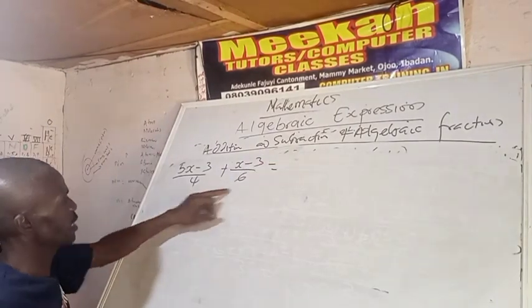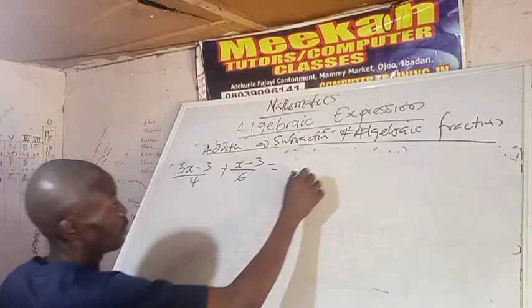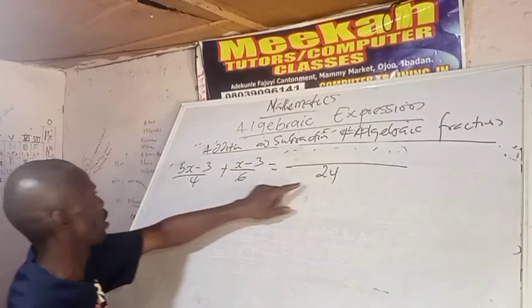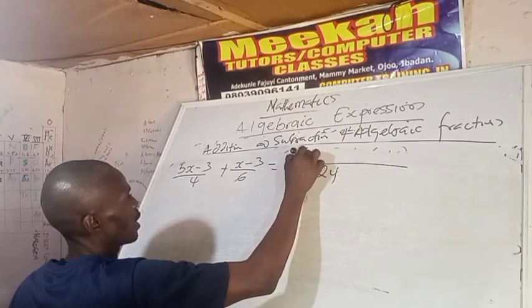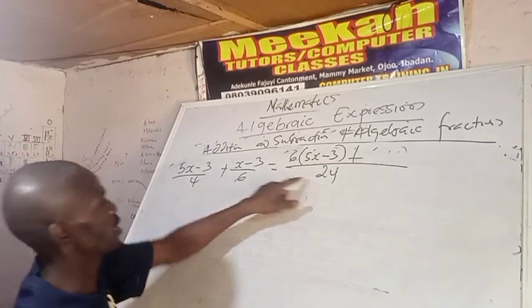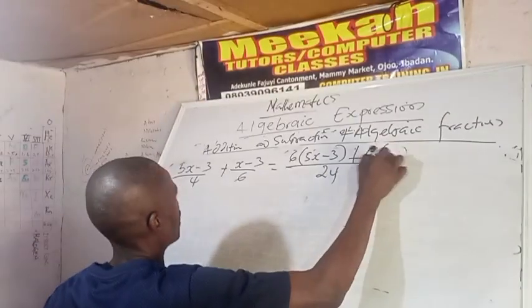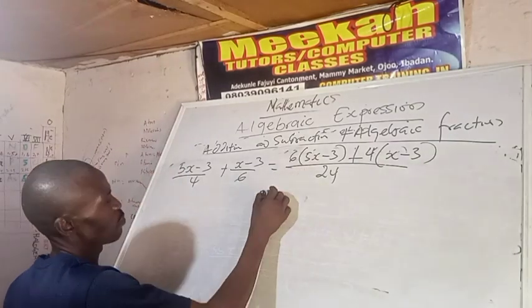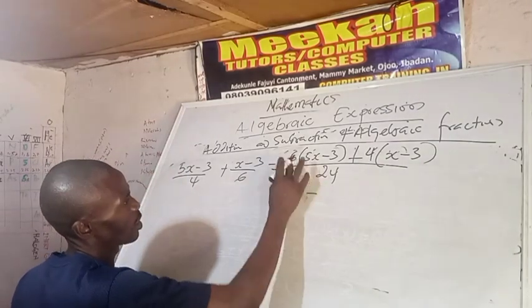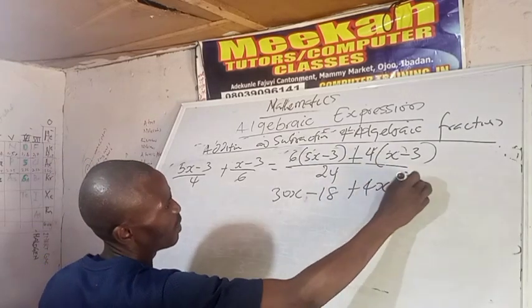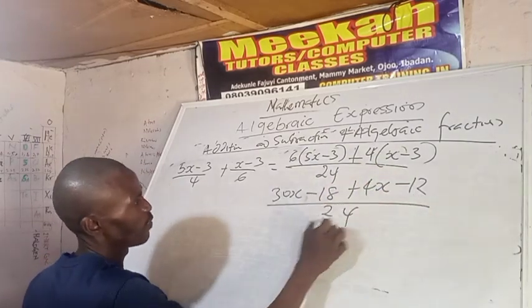Now, the LCM of 6 and 4 is going to give me what? 24. I rule it here. 4 here, what do you have? 6. 6 into bracket 5x minus 3, plus 4 here. 6 here, what do you have? 4. 4 into bracket x minus 3. So what do you have here? 5 times 6, what do you have? 30x minus what? 6 times 3, 18. Plus what? 4x minus 12 over what? 24.